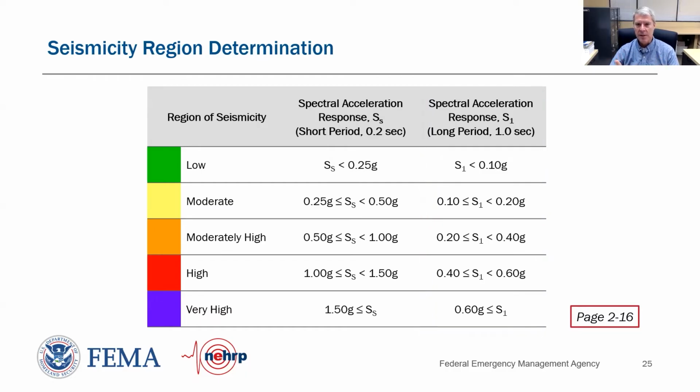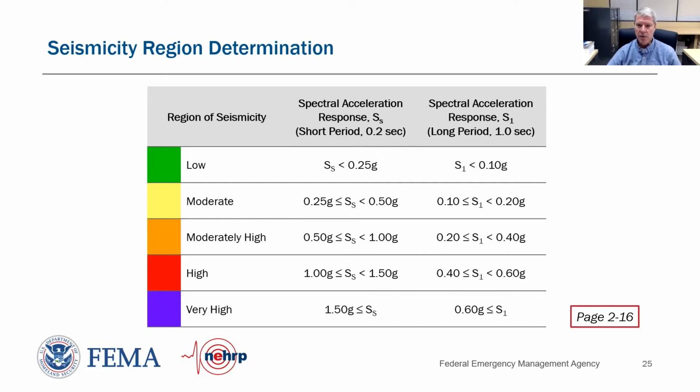For instance, for low seismicity, it says if our S sub S value is less than 0.25, then we are in the low seismicity region. We also have to have our S1 value less than 0.10. If both of those conditions are true, then we have low seismicity. We pull the low seismic data collection form, and that's the one we use for our building. And so the other regions are broken out similarly, roughly about 0.25 G relative on the S sub S, and 0.1, 0.2 G for S sub 1 in terms of the breakout.